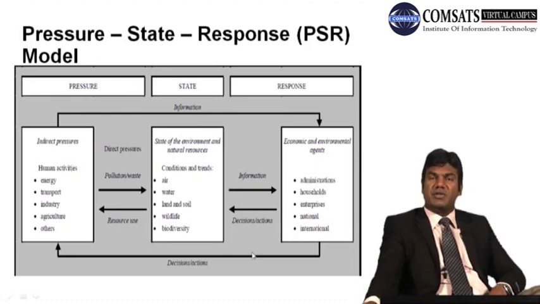Ab state kya karti hai? What is the state of environment at the moment? Ke conditions are tense, state of the environment and natural resources. Ab aap state ko define karte hain ki hamari air kaisi hogi, hamara water kaisa ho gaya, hamari land and soil kaisi hogi, our wildlife or our biodiversity. Ye hamari kya hai? Natural environment ki state hai, which has now changed because of these pressures.